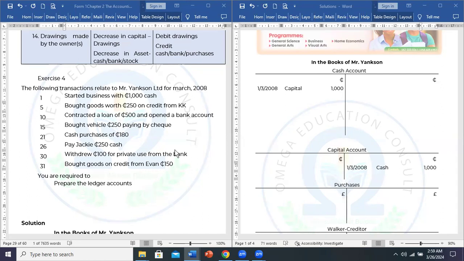Thank you very much. Let's look at the second transaction which occurred on the 5th. So on the 5th, bought goods worth 250 on credit from KK. Yes, who is going to give me the two accounts, and if possible, add which account we would debit and which account we would credit?